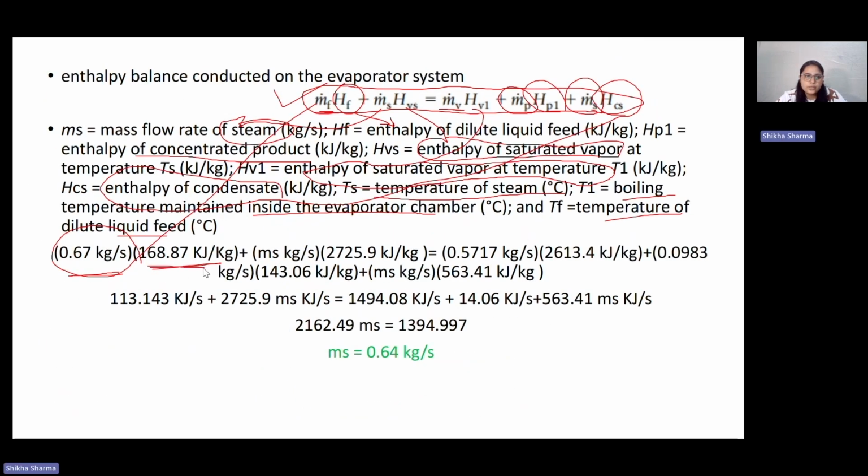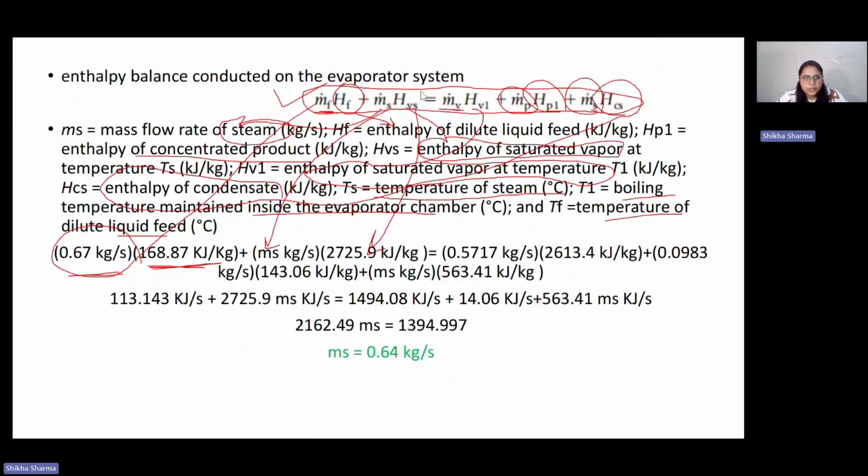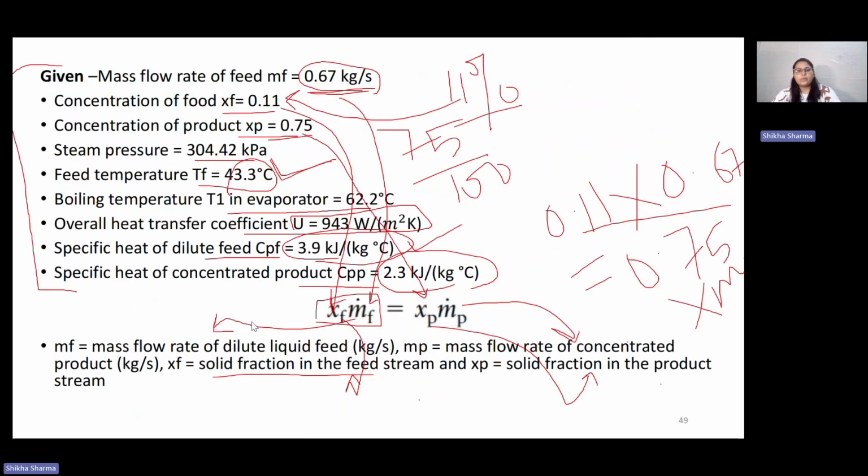So here we'll put 168.87 kilojoule per kg, then plus MS, which is the mass flow rate of the steam, which we need to calculate, into its enthalpy, which we are going to calculate from a table. So we need to calculate this HVS, which is basically the enthalpy of saturated vapor at the temperature of the steam. In the question, the steam is at a pressure of 304.42 kilopascal.